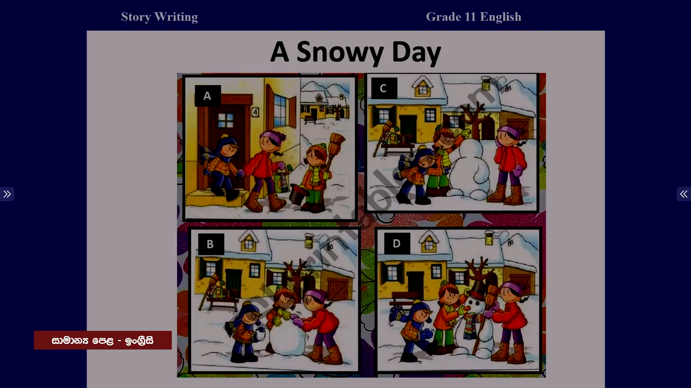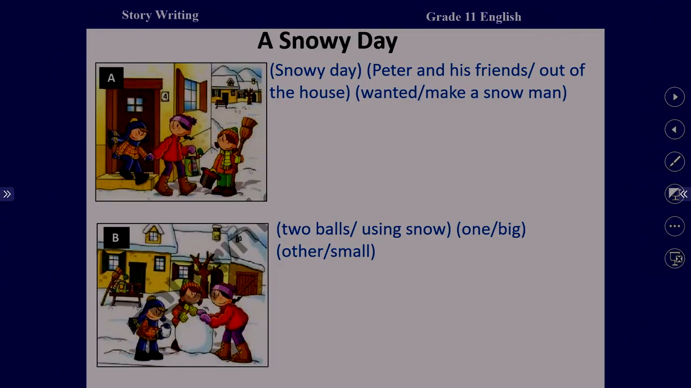You can study the pictures given. Let's start to write the story. See the first picture. Let's name the tallest boy as Peter. The other two are his friends. It's a snowy day, so they wanted to go out. And in the second picture, you can see they are making a snowman. They have made 2 balls.